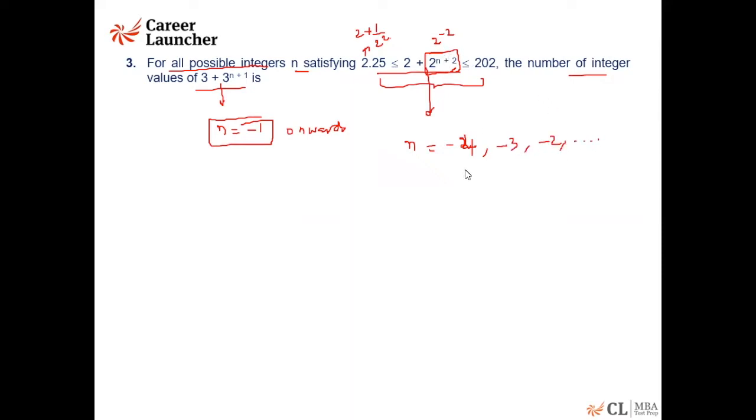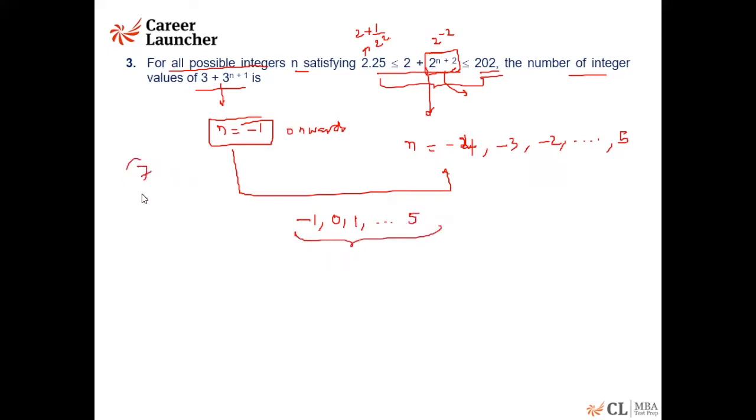And the maximum value that you can have in order that this is less than 202 is this: 2 to the power of n plus 2 can at best be 2 to the power of 7. Otherwise, if it becomes 2 to the power of 8, it becomes 256. So this will go on till 5. And if I combine these two conditions, the values n can take are -1, 0, 1 till 5. So the total number of solutions is equal to 7.